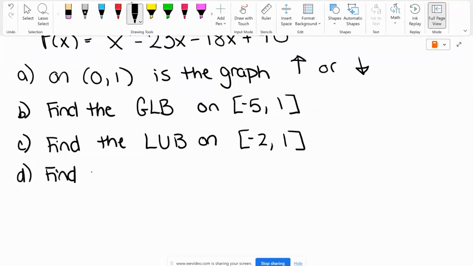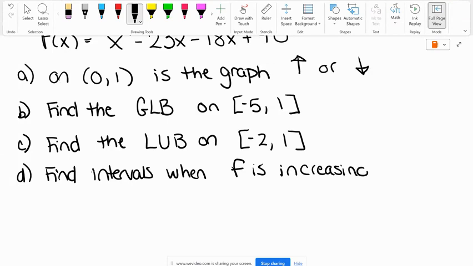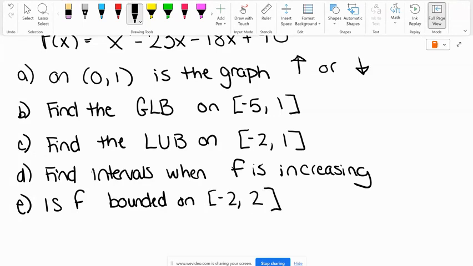D: Find intervals when f is increasing. E: Is f bounded on the closed interval of -2 to 2? And lastly, find all zeros.